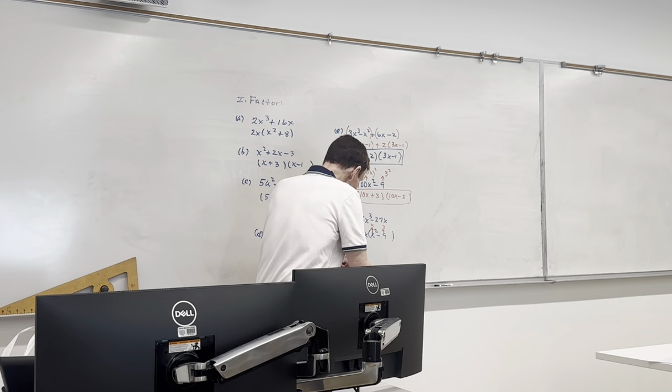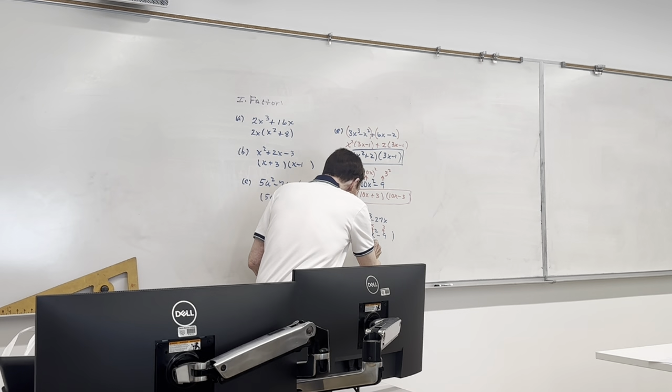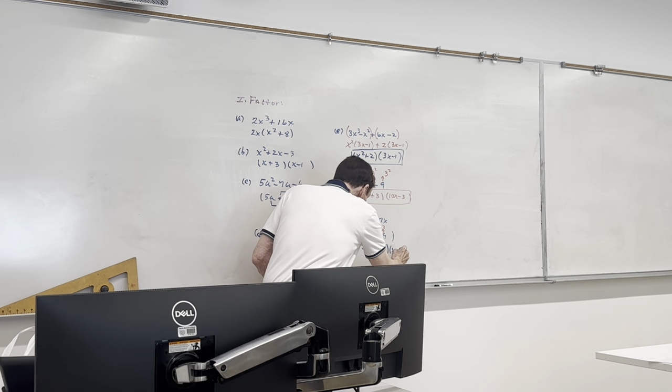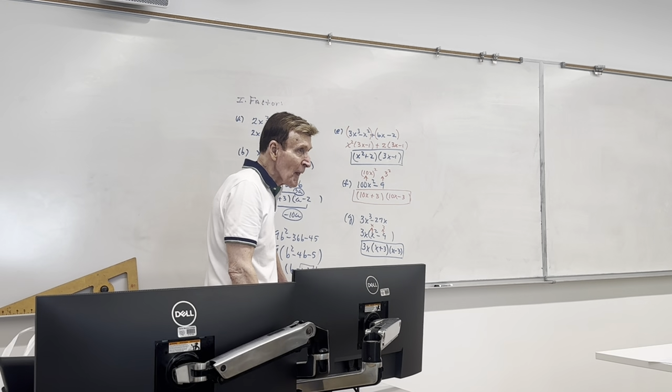So I got 3x out front, that's still there. And then the difference of squares will quickly give you x plus 3, x subtract 3. I love difference of squares. One of the easiest factoring to do. You're done. They're just factored completely. Okay?